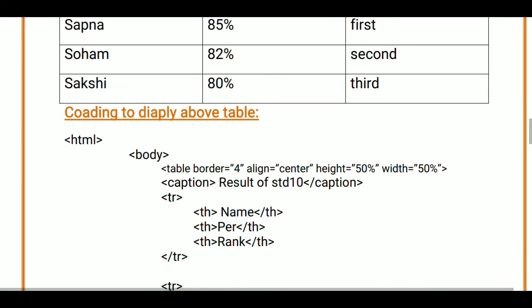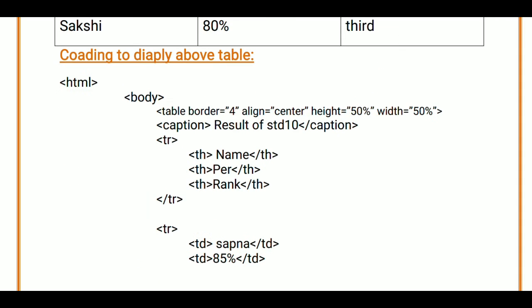So first our coding will, as always, start with the HTML, then after that the body tag, and then we want to create a table. So first we have to begin the coding with the table tag. So table, then the attributes we have discussed that we are using now. First, border. What is the thickness of the border? 4. Then align. Alignment of our table is center. Height is 50% and width is 50%.